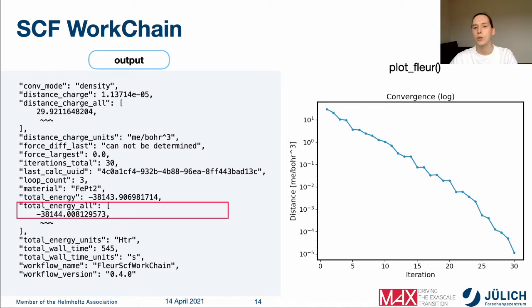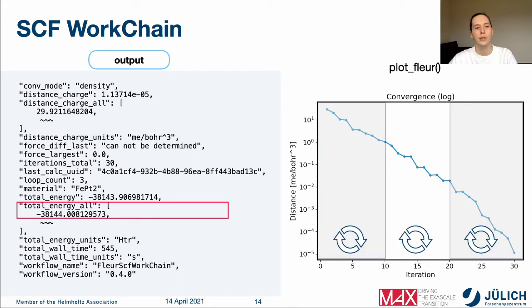And here you can just see that it looks like it was a single calculation, but in reality 3 Fleur submissions were performed, and this number is given here. This number says that this convergence was performed in 3 attempts, and each attempt apparently had 10 iterations. So that's the difference between the self-consistent WorkChain and a single Fleur submission. The self-consistent WorkChain can perform several Fleur calculations in order to achieve the result.